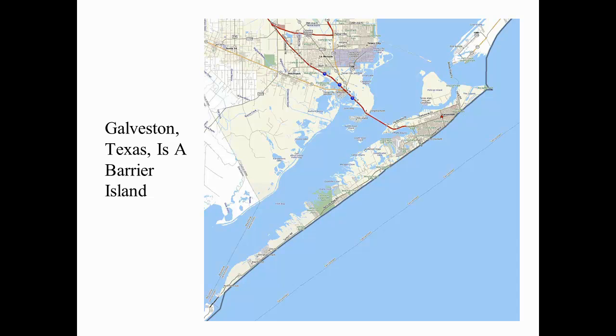And of course, the best example of a barrier island is Galveston, Texas, which is completely separated from the mainland by an intervening lagoon.